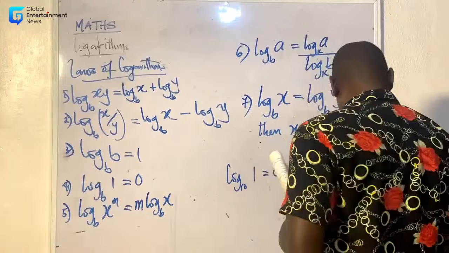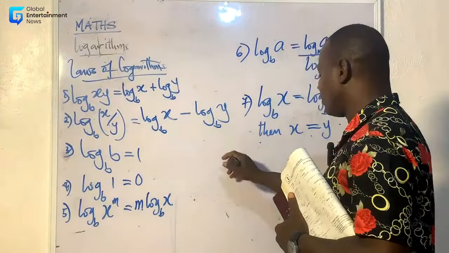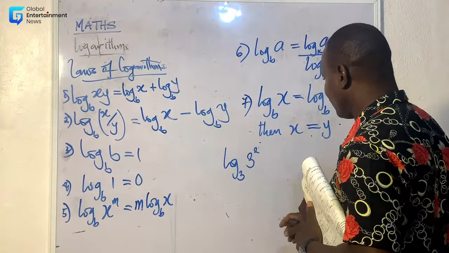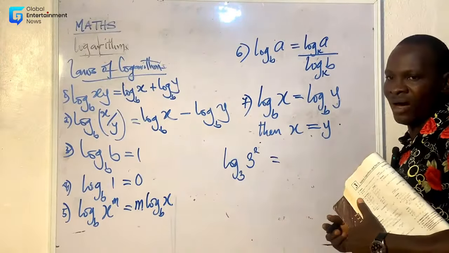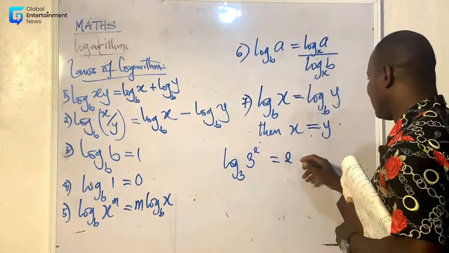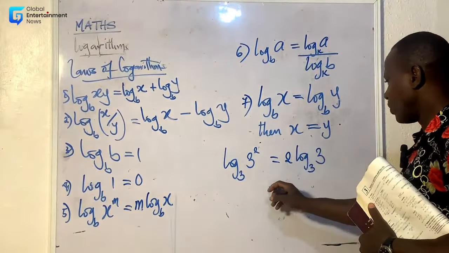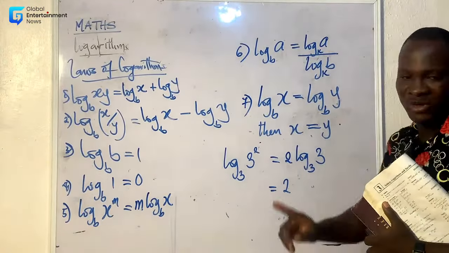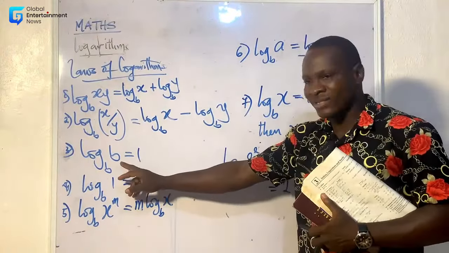And like this number 5 law, if I have log 3 raised to power 2, base 3, what will it give me? I have to carry the power to the front of the log. That is going to give me 2 log 3 base 3. So what do I have now? I have 2. Remember, the same log, the same base will give me 1. Correct. Thank you very much. So the same log, the same base will give me 1. That is rule number 3.